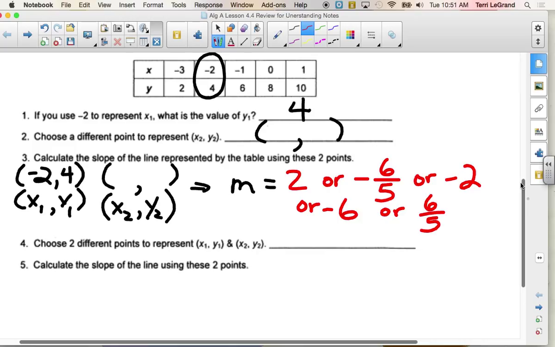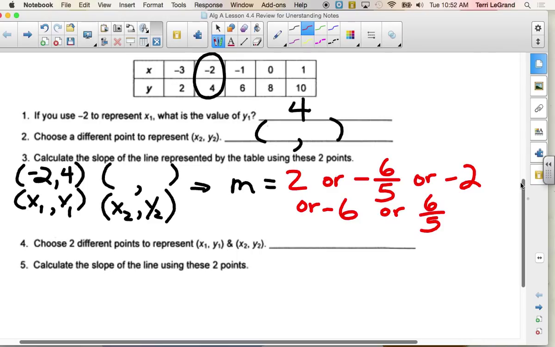Negative 3, 2. You guys help me out and tell me what the ordered pairs are. So my first one is negative 3, 2. Okay, give me another one. Negative 2, 4. Okay. Negative 1, 6. Okay. 0, 8. 1, 10. Okay, that will be here. Ooh, those look like they line up in a straight line, don't they?